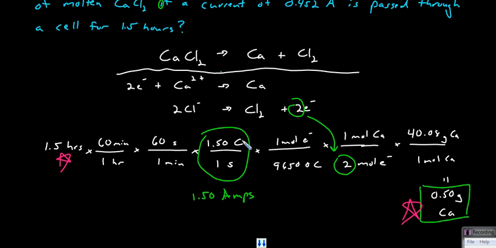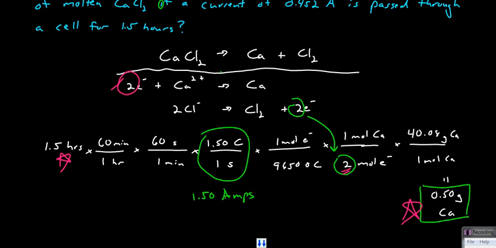And so this tells you the number of coulombs transferred through this cell, and we know that for every 96,500 coulombs, 1 mole of electrons is transferred, and for every 2 moles of electrons, 1 mole of calcium is produced. Or for every 2 moles of electrons, 1 mole of chlorine gas is produced. We can convert from our moles of electrons into moles of calcium by plugging in this 2 as our number of moles of electrons per mole of calcium by considering that equation up top. And then convert from moles of calcium into grams of calcium, you get 0.50 grams of calcium.